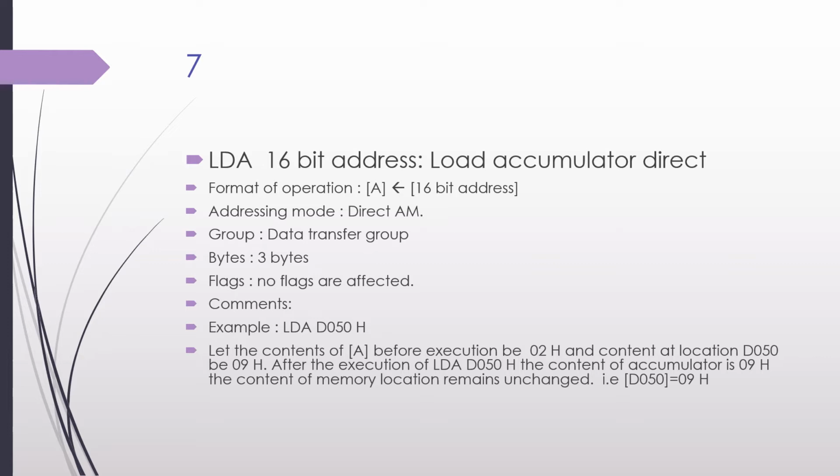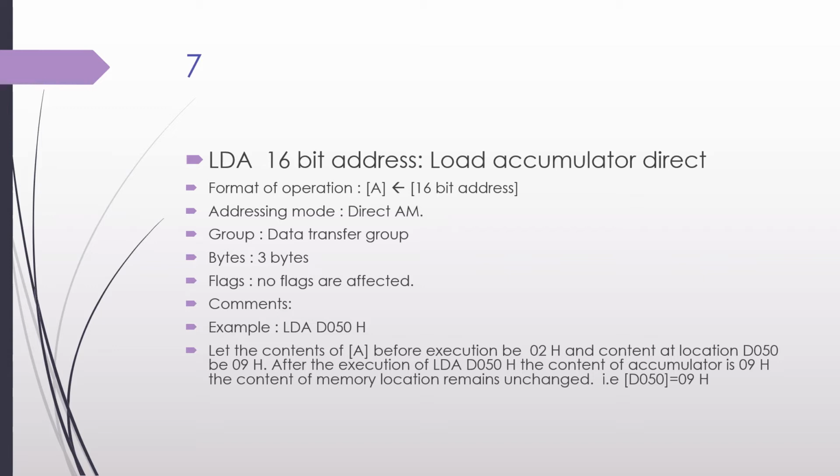Of course, this we are studying under data transfer group, and this instruction is also 3 bytes. So what are the 3 bytes? The 3 bytes are the opcode for LDA and the lower byte of the 16-bit address, and then the higher byte of the 16-bit address. And no flags are affected, and you need to write the comment. The comment is, this instruction copies the content from the memory location whose address is there in the instruction itself to accumulator. Here you can consider one example as LDA D050.